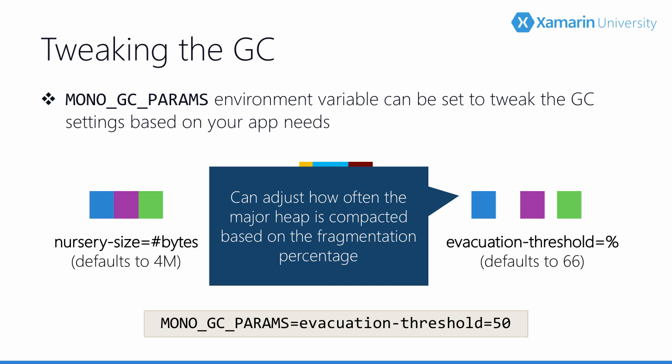And so these three values can be placed into the MONO_GC_PARAMS environment variable. They're just comma separated, and then you set the values as an environment variable for your iOS or your Android app or your desktop app for that matter. And then it will use these values instead of the hard-coded ones that are actually in the source code itself.